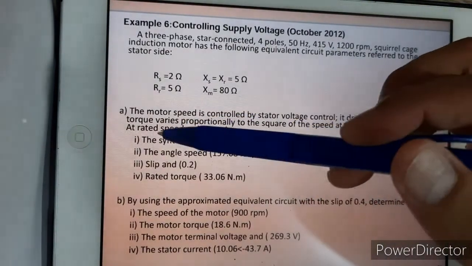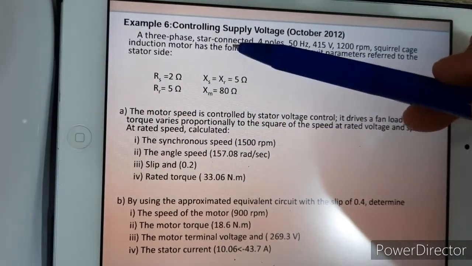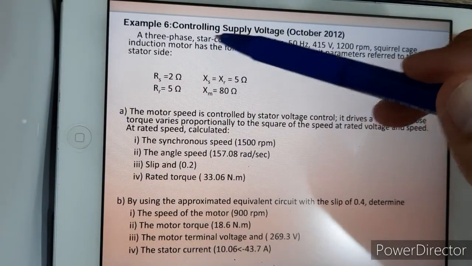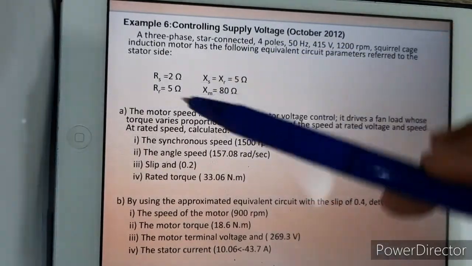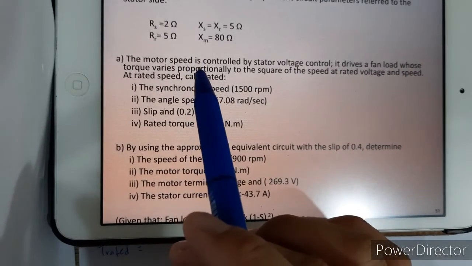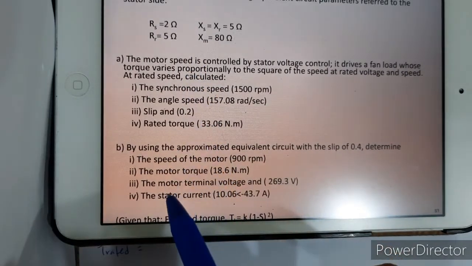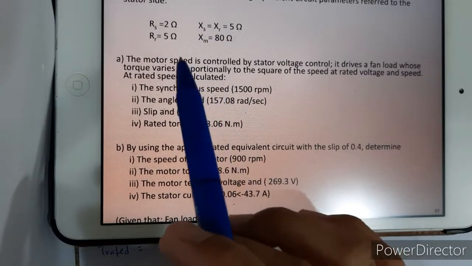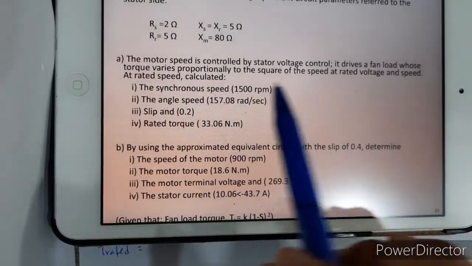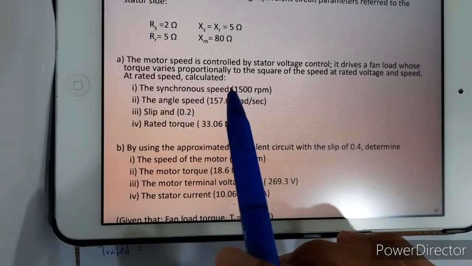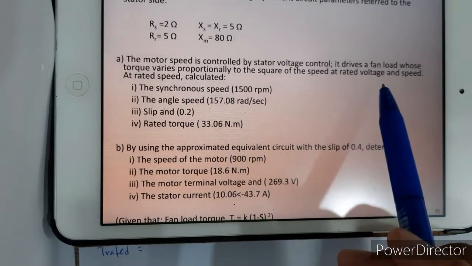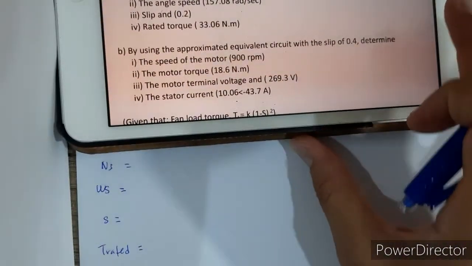Usually in this example and in this problem regarding controlling supply voltage, we will analyze this equation during normal and required conditions. During normal condition, in this part, the question asks to determine all these parameters during normal or rated condition.